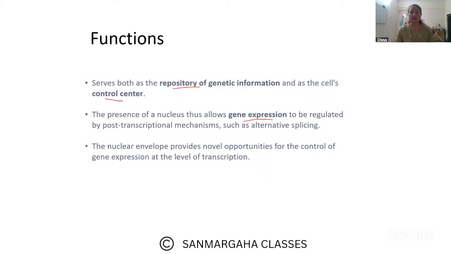That means the characteristic of a person is decided by the presence of the type of gene for that particular character, and transmission of characters from one generation to the next is also possible. Okay, so how is gene expression seen because of the post-transcriptional mechanism? And also this nuclear envelope provides opportunity to control gene expression at the transcription level.